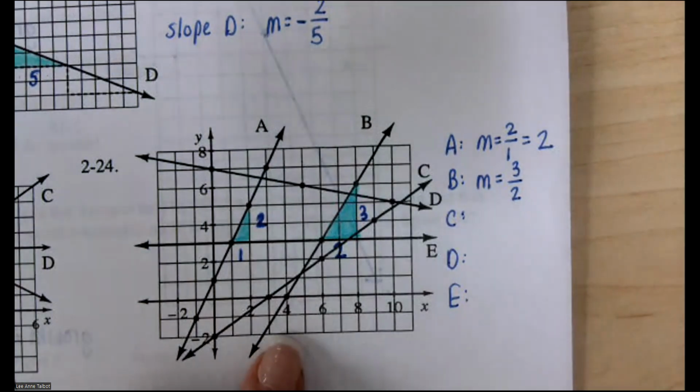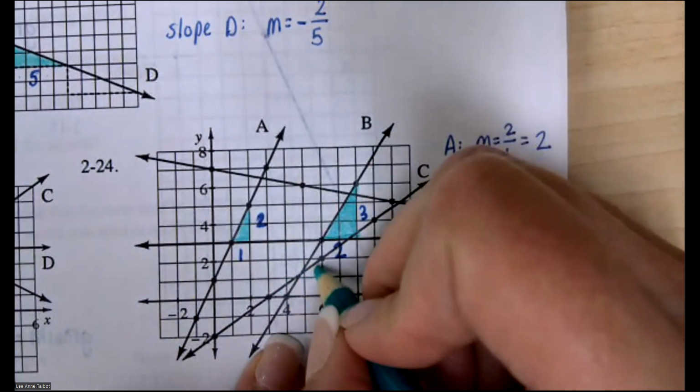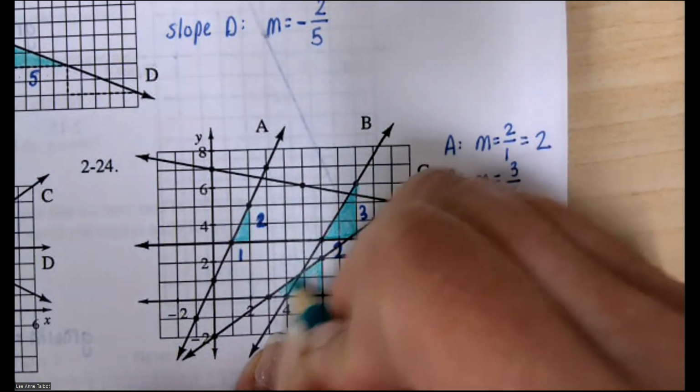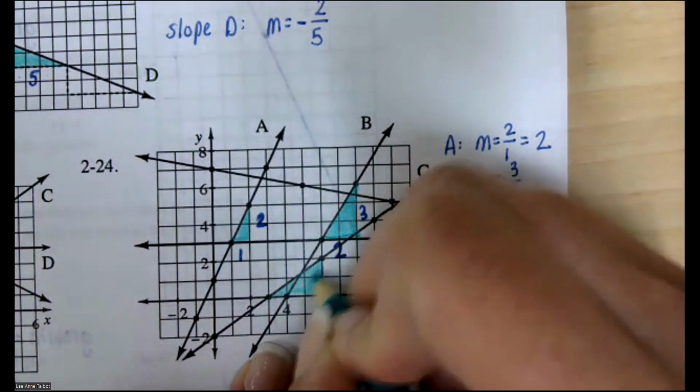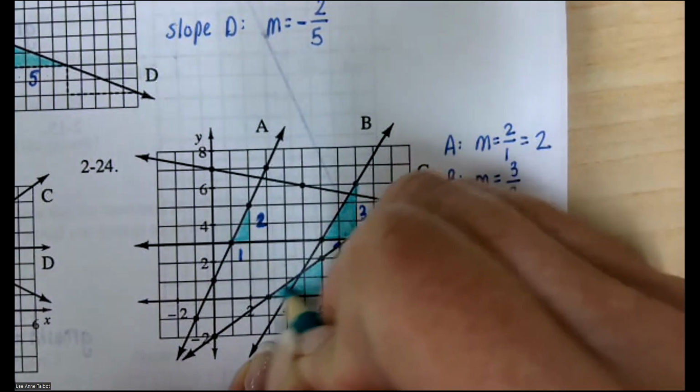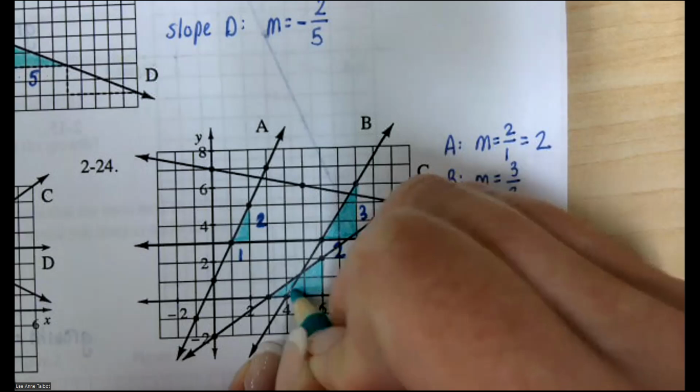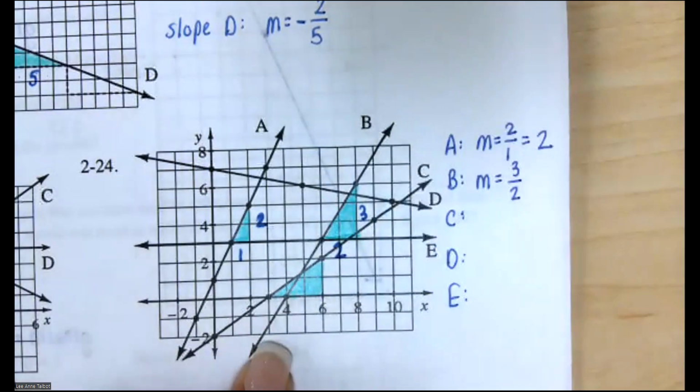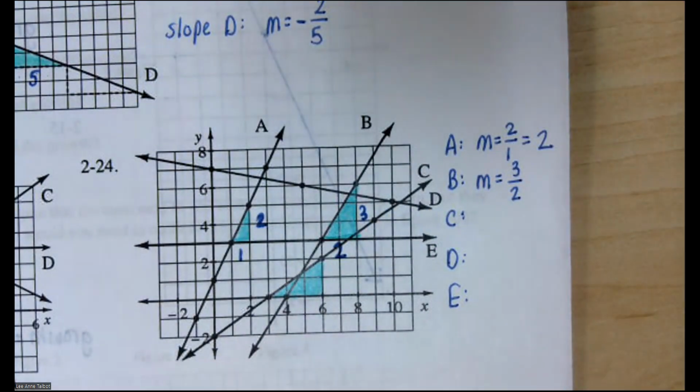Okay, now what about C? Is it just the opposite? You guys can pick any 2 coordinates. You don't have to pick the same ones as me. I'm just trying not to make my triangles overlap so it's pretty.